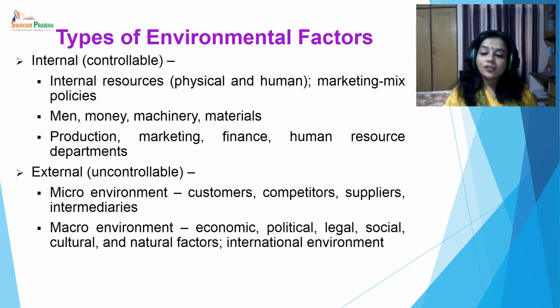Then external factors are uncontrollable factors. These are uncontrollable in the sense that they are not in direct control of the organization, beyond the control of the organization, and this can be categorized into micro environmental factors and macro environmental factors. Now these micro environmental factors, they specifically affect a particular firm, and they are specific to this organization, and they might not be affecting all the other firms.